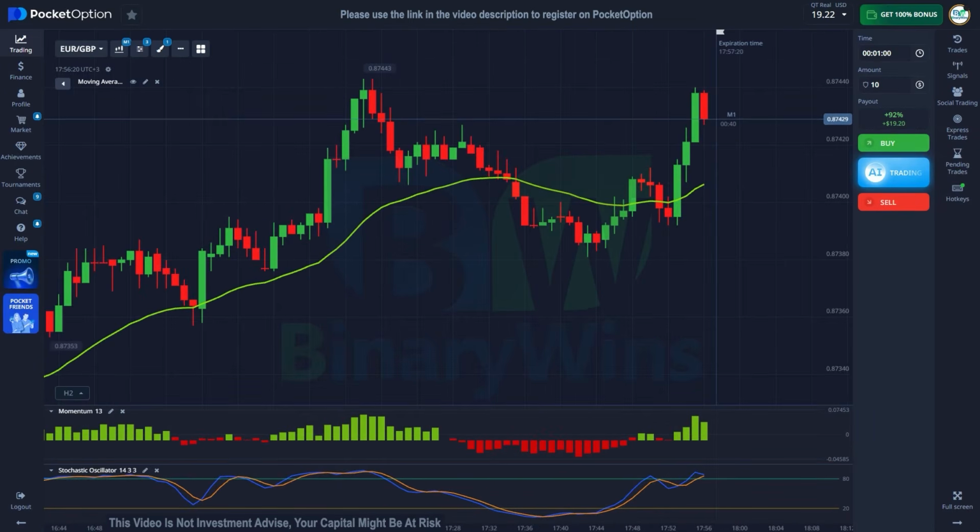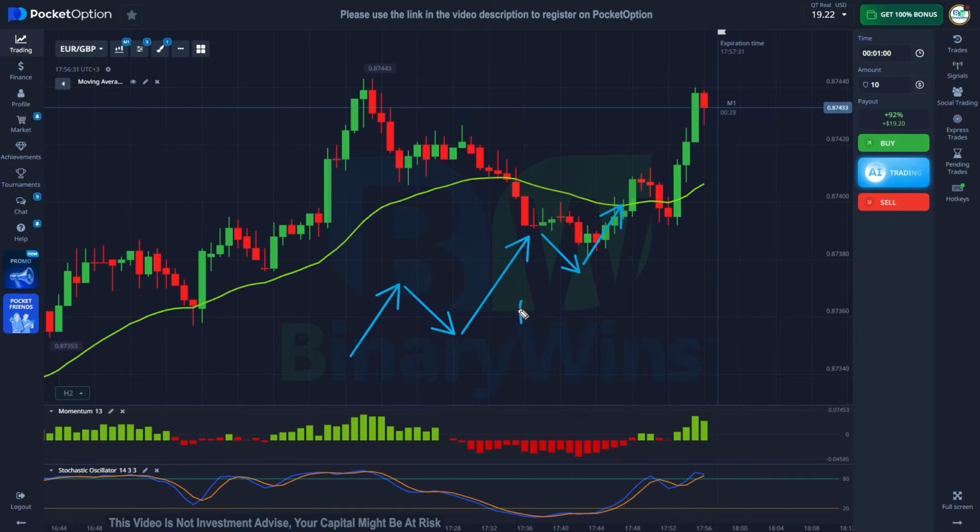Another important thing to note is that always enter the trade in the direction of the trend. If you are looking for buy positions, you should trade in the direction of the uptrend. And if you are looking for sell signals, you should trade in the direction of the downtrend.